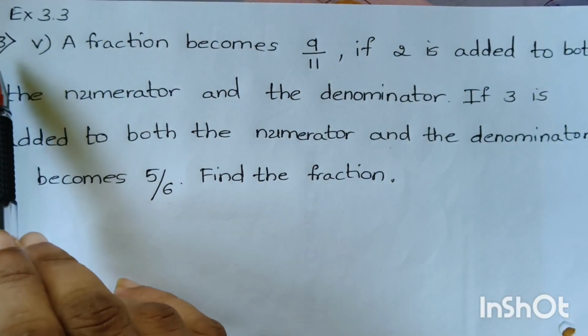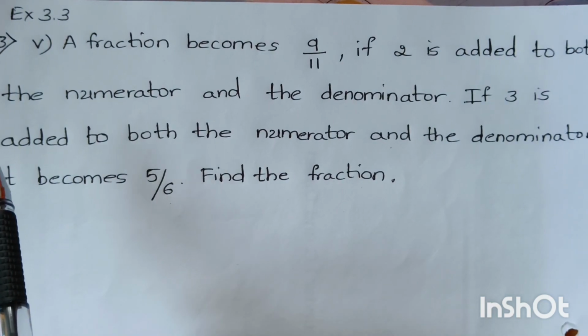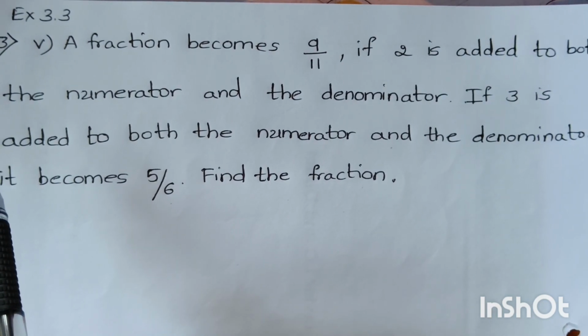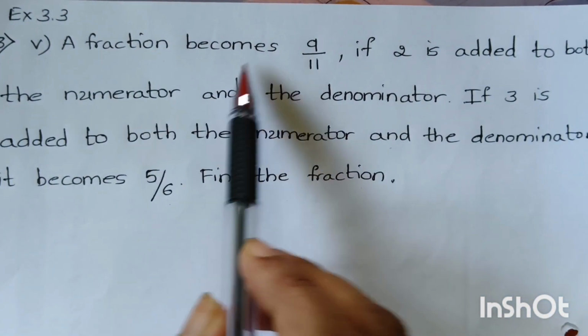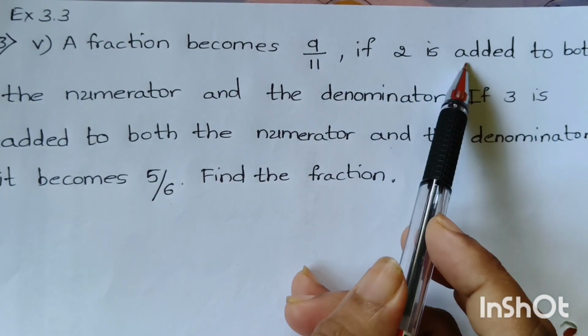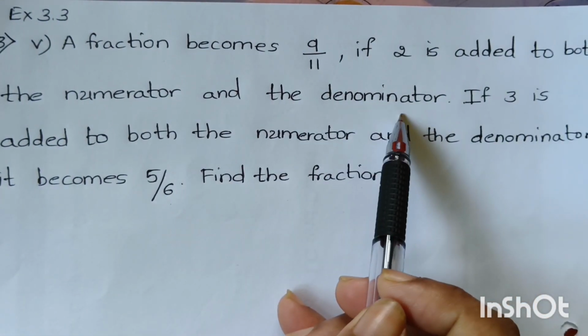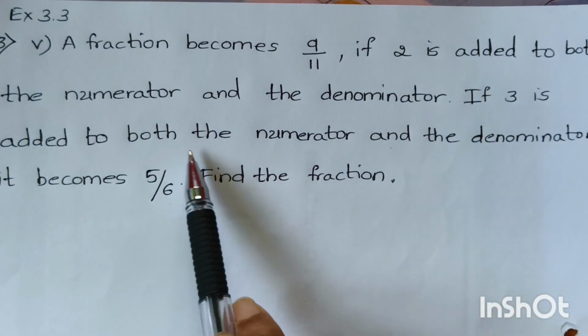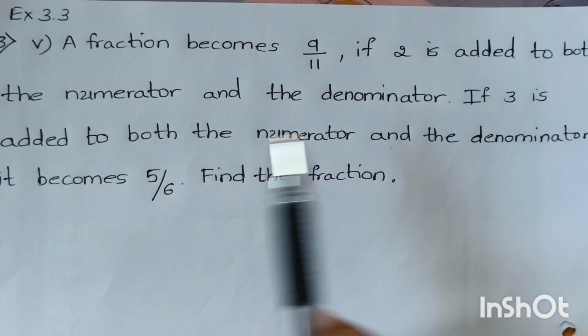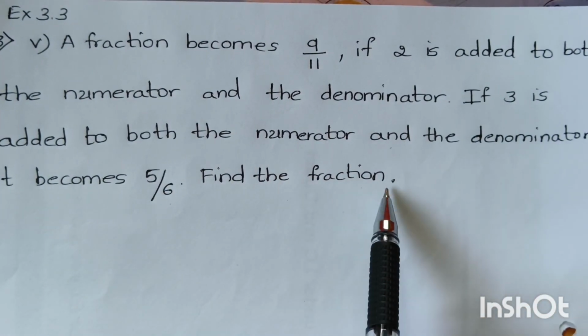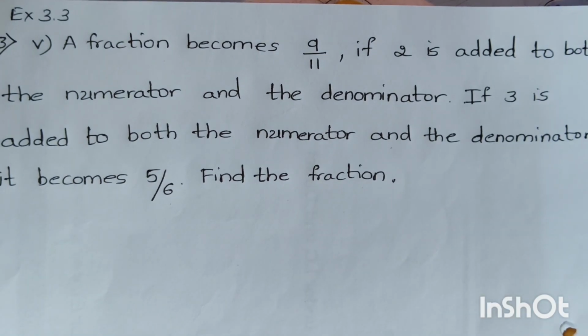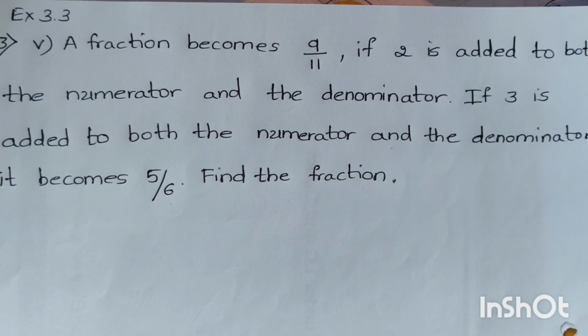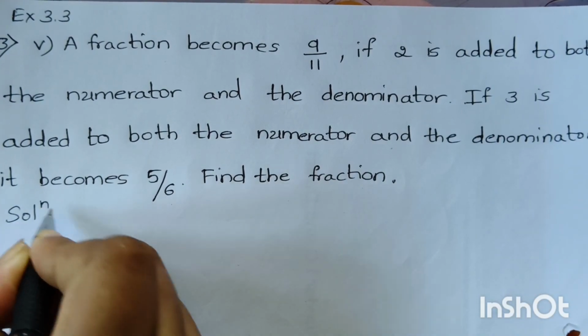Exercise 3.3, third main question. In that we are solving the fifth question. First, let us read the question. A fraction becomes 9 by 11 if 2 is added to both the numerator and the denominator. If 3 is added to both the numerator and the denominator, it becomes 5 by 6. Find the fraction. First, let us solve the problem. Afterwards, let us do the verification. We will do the verification for a better understanding of the problem. Let us solve this. Solution.